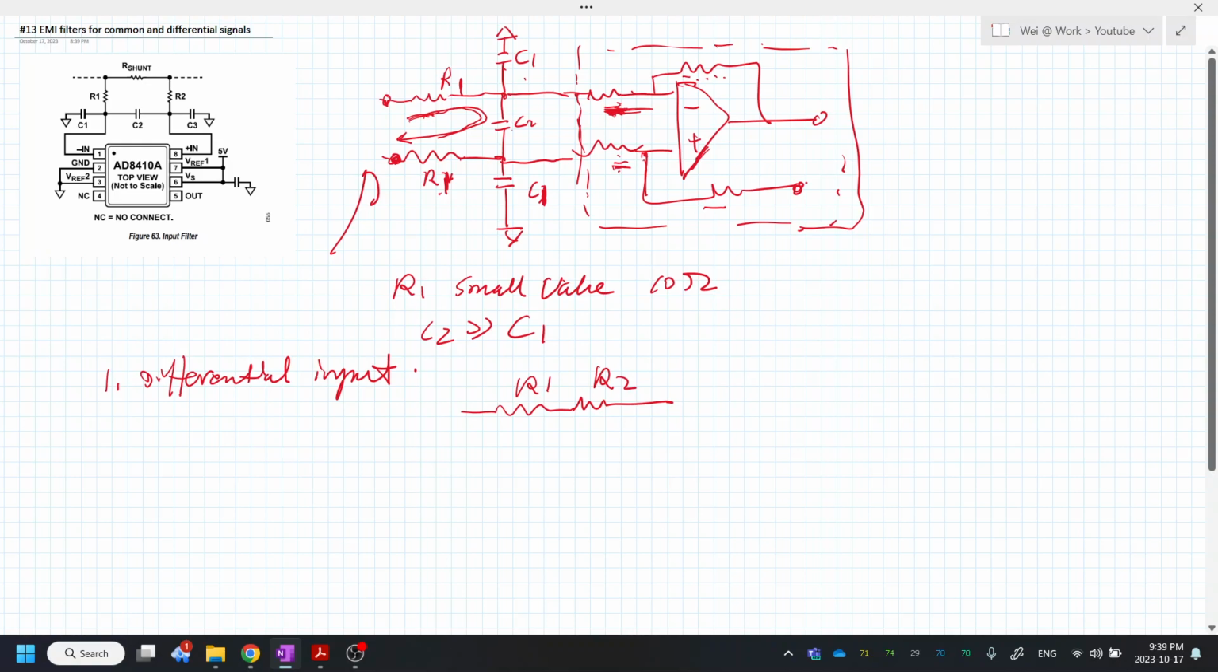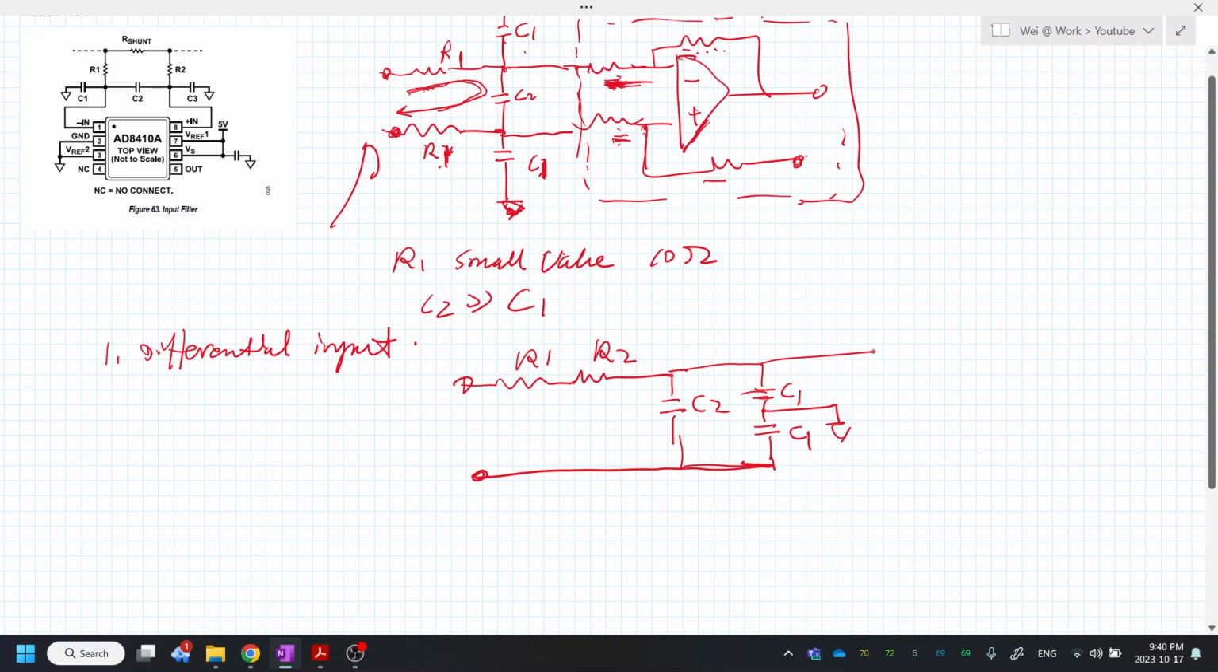And C2 is still here, C2. And C1, and this is connected to the ground. This is also connected to the ground, so they are the same potential, so they can be connected together. The C1 will be like this, and we'll have another C1 here. So the ground is here, and this side is your input. Okay, so basically we can draw an equivalent circuitry like this for differential input signals.